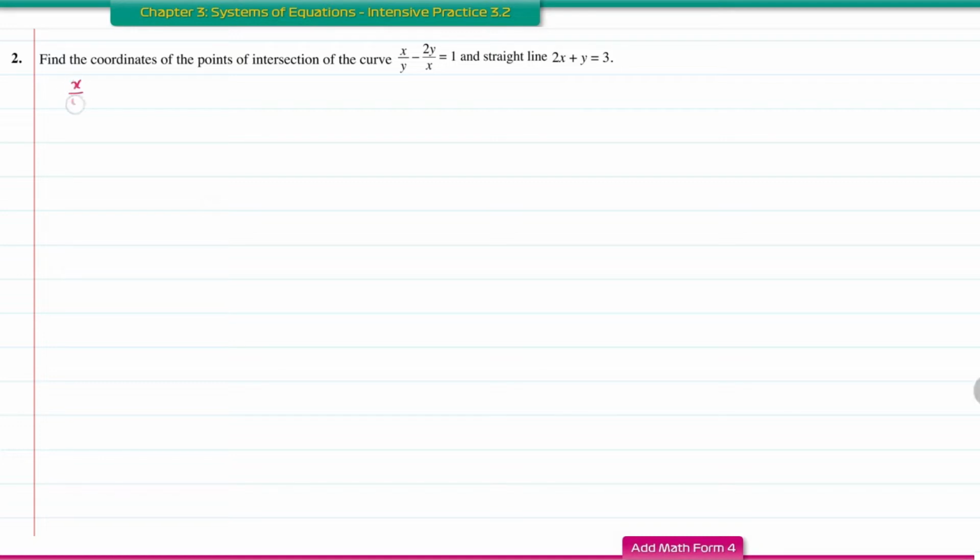Alright, first I'm going to write down the equations here. I'm going to label these as equation 1 and equation number 2. We're going to solve this using the substitution method. I'm going to choose y from equation number 2, which I'm going to substitute into equation number 1. From equation 2, y is equal to 3 minus 2x. We're going to label this as equation number 3.